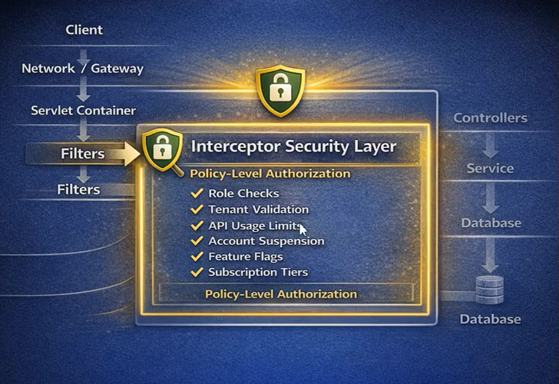So we have features and subscription control, right? Feature flags and subscription tiers. Many systems have paid plans: free, pro, and enterprise. And interceptors can block features based on subscription tiers. So this is where you implement that.